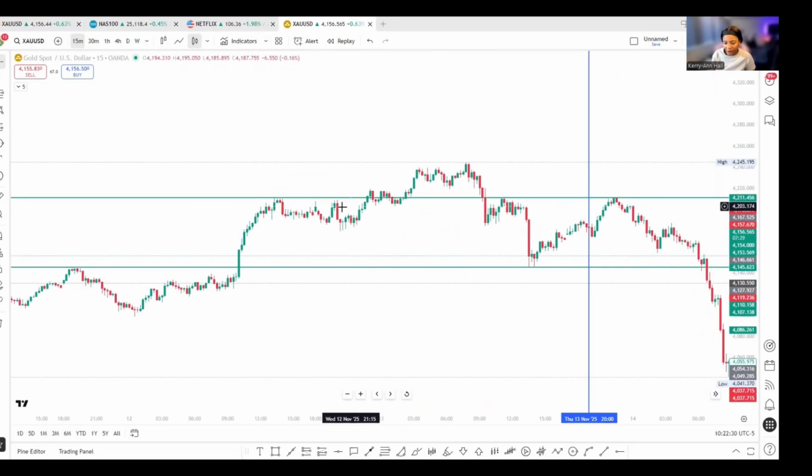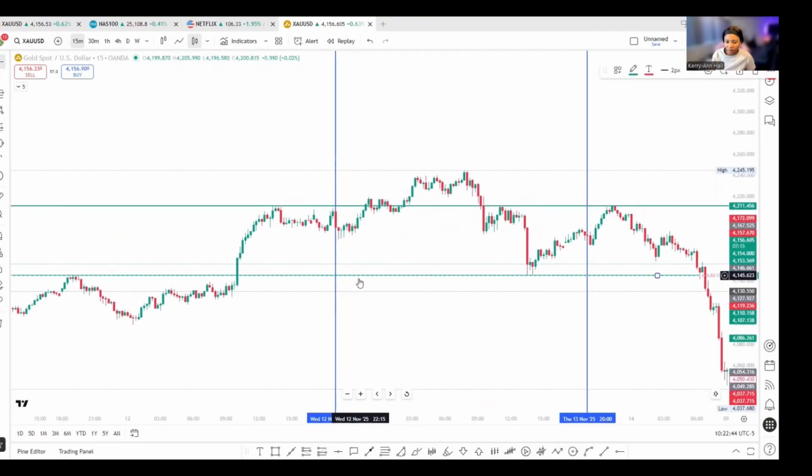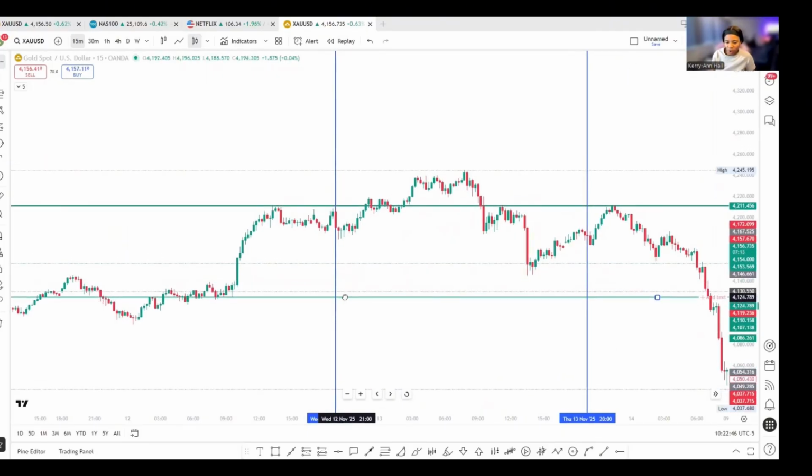Let's see if we find 8 p.m. Here we go. 8 p.m. on the clock, New York time. And we've got our high there, and this would fundamentally be our low here.